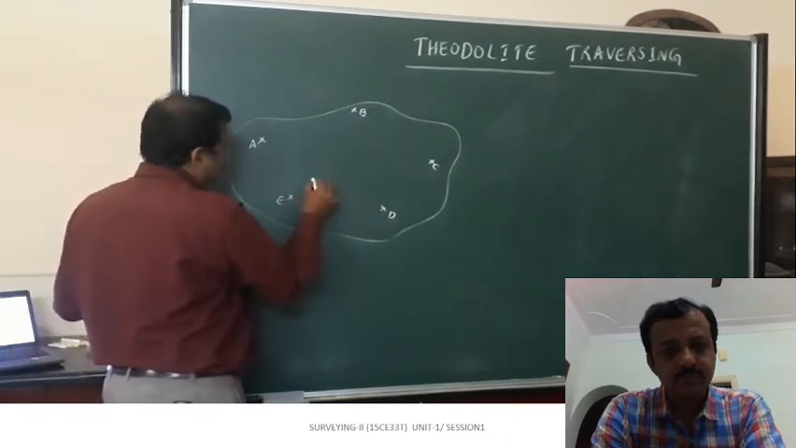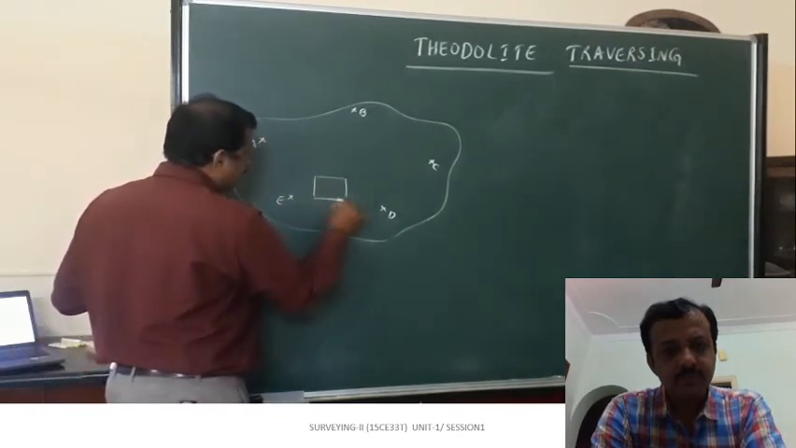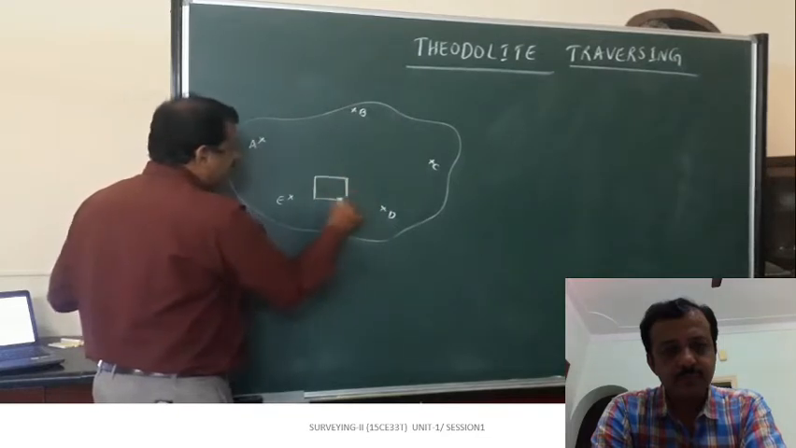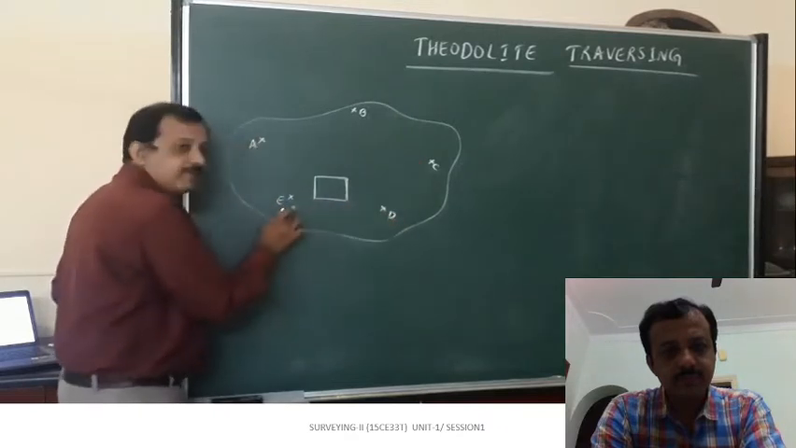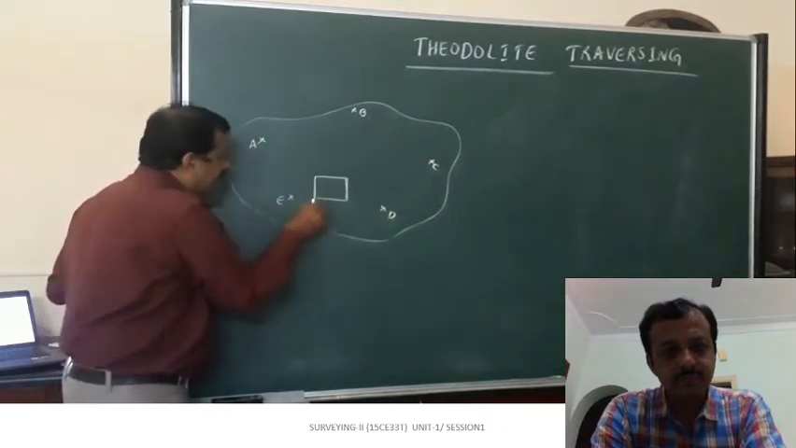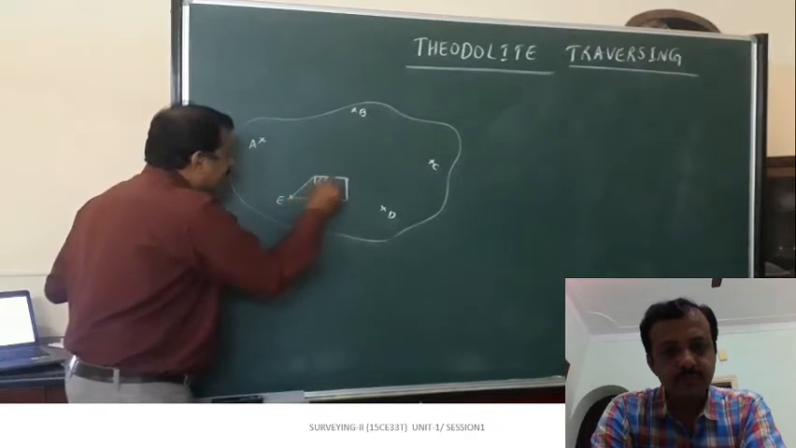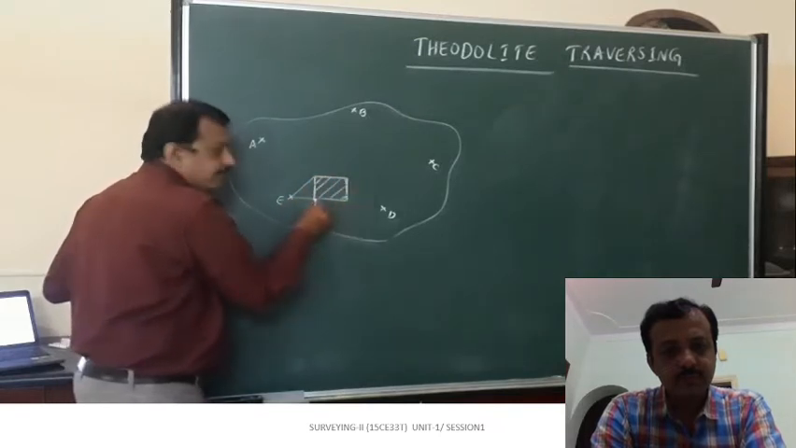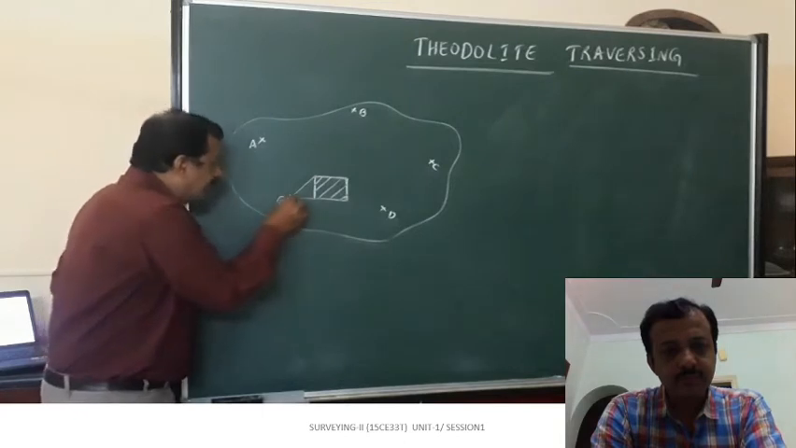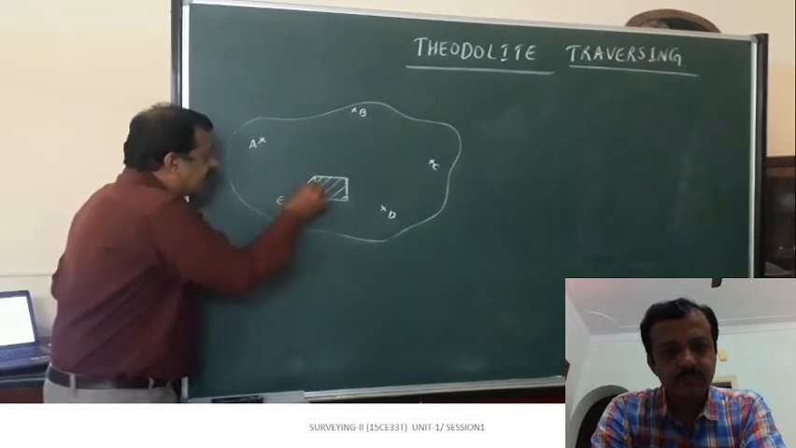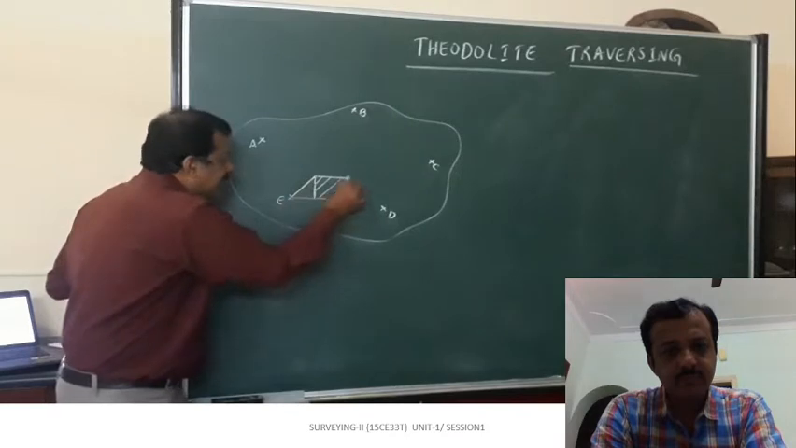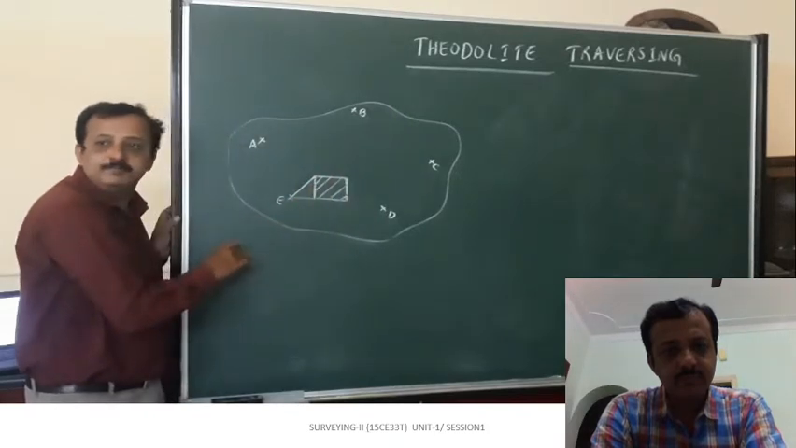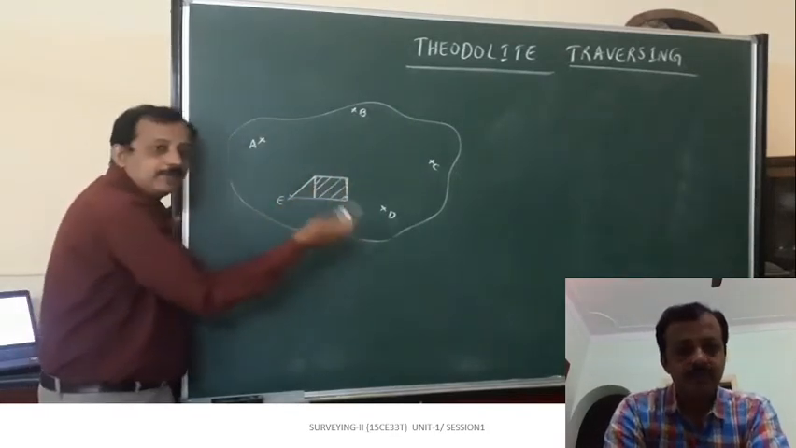Suppose you have a building here, and I want to take its details. For that, first I will have five control points. From these control points, I will take the details of this building. From this control point, I will take the bearing and measure the length. With bearing and length from this control point, I can plot this building on a paper.